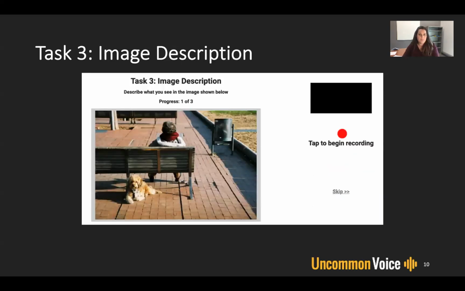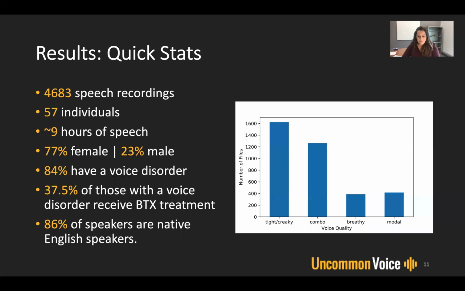This is what the image description task looked like. So they were shown an image and asked to spontaneously describe it in a few sentences. There were instructions provided for them as to how to complete these as well. So they could watch a video explaining how to go through the data collection process. We tried to make it as easy as possible.